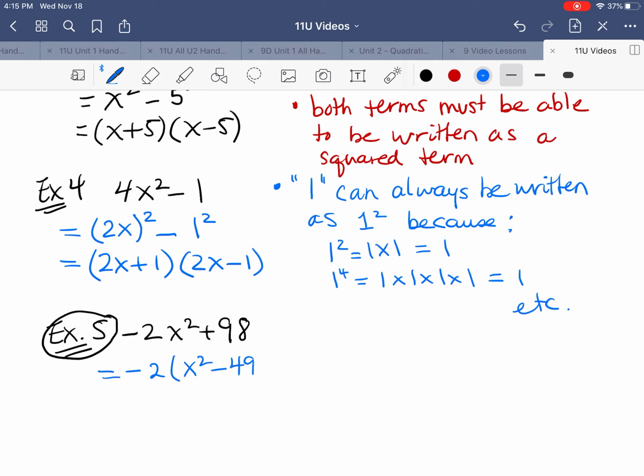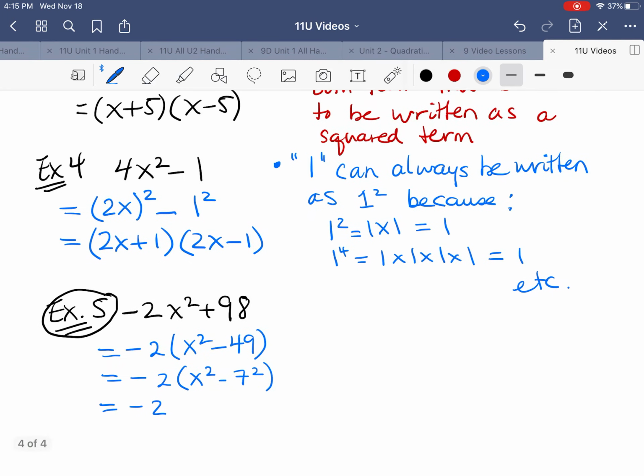And we'll be left with x squared minus 49. And 49 can be written as 7 squared. So we have negative 2, and then in brackets we have something squared minus something squared, so we can apply our difference of squares pattern. So we end up with negative 2 times x plus 7 times x minus 7.